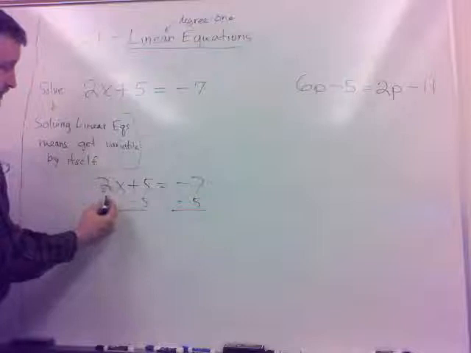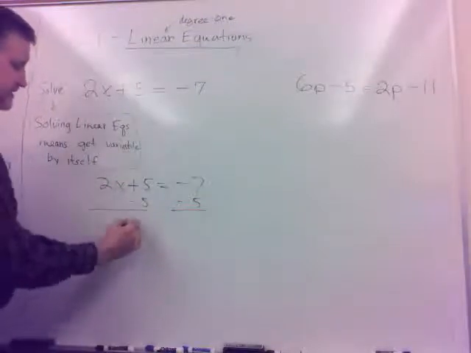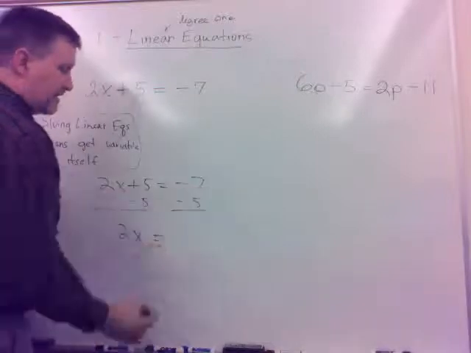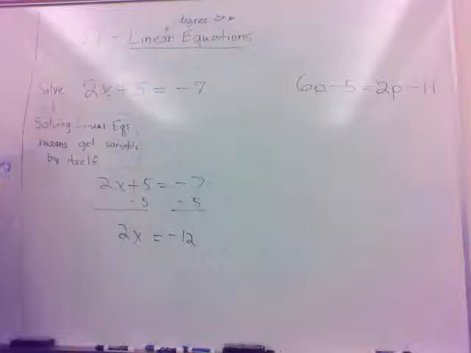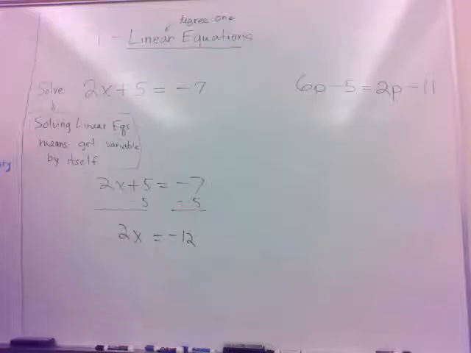Now, when we do that, this side becomes a 2x, because a 5 minus a 5 gives you 0. Negative 7 minus a 5, well, combine those, you get a negative 12. So we work our way down. We've got a little simpler equation now: 2x equals negative 12. We're almost there.